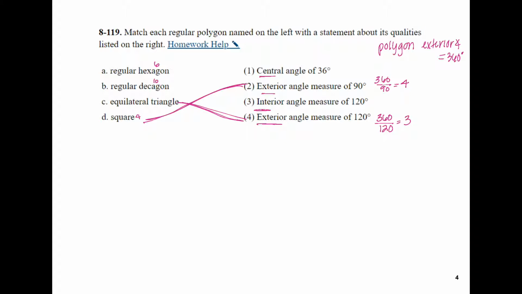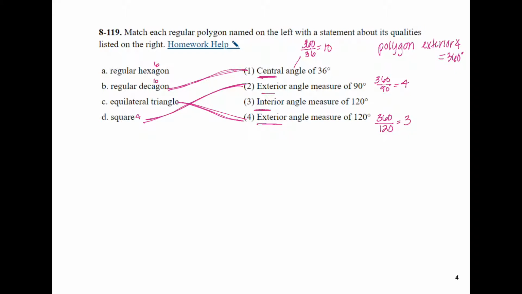The central angle of a polygon, we can find the central angle by doing 360 divided by the number of sides, or we can find the number of sides by doing 360 divided by the central angle. So we know that this shape that has a central angle of 36 degrees matches with our regular decagon.